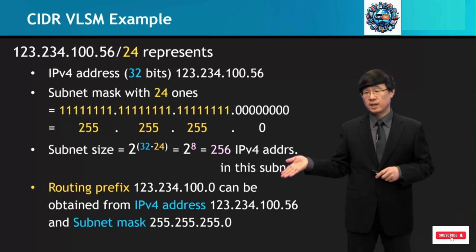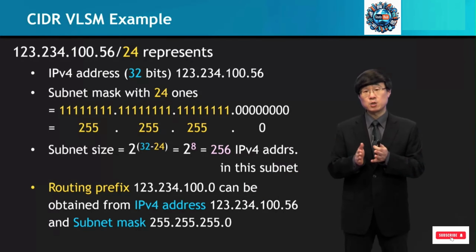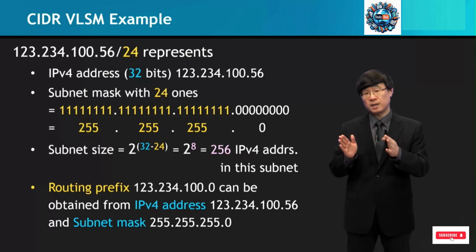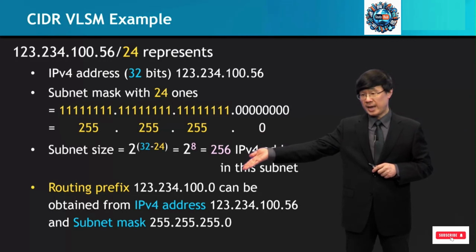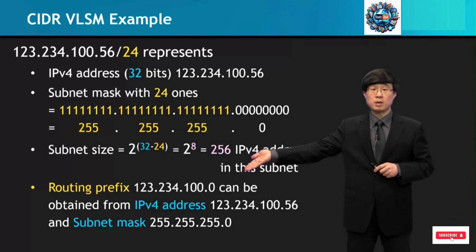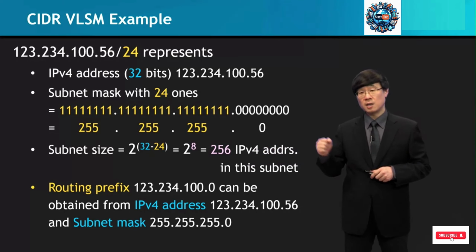The routing prefix can also be obtained directly from the subnet and the CIDR notation. Because we know the IP address, we know that the subnet mask is 255.255.255.0. Therefore, we can directly map the two, look at where the zeros are located of the IPv4 address field, and then we can directly know that the routing prefix is the part which has the first 3 bytes, which is 123.234.100. That would be the prefix part. And therefore it ends with a .0 at the end.